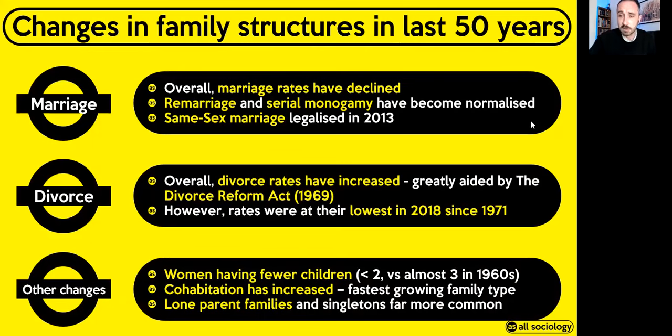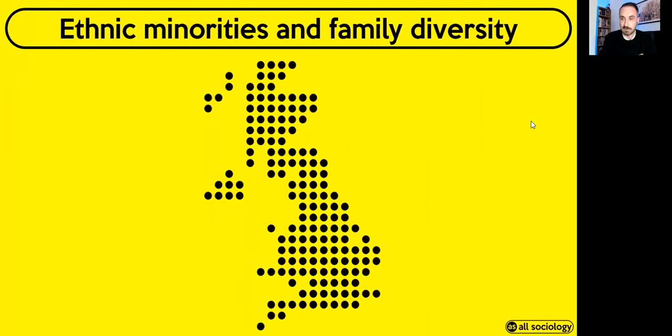One of the other things, not surprising given that marriage has declined, is that people are cohabiting a lot more, so living together without being married. And in fact, that's the fastest growing type of family in the UK at the moment, which is a cohabiting family. And the other thing that's also grown massively is lone parent families. We're seeing a far greater proliferation of those in society, as well as far more people living on their own, either through choice or through necessity. And I'll talk about that a bit more in a future session as well.